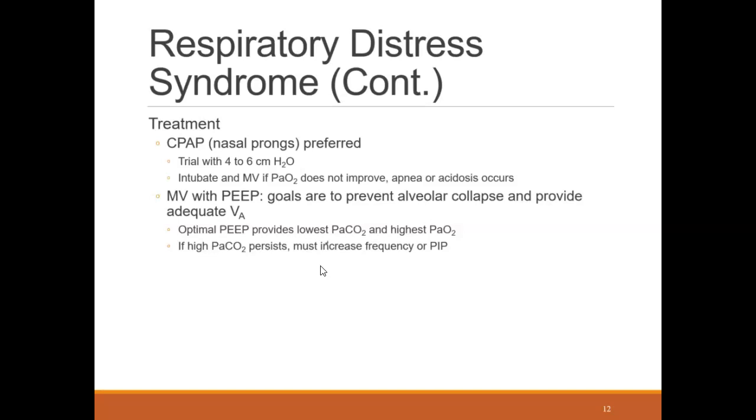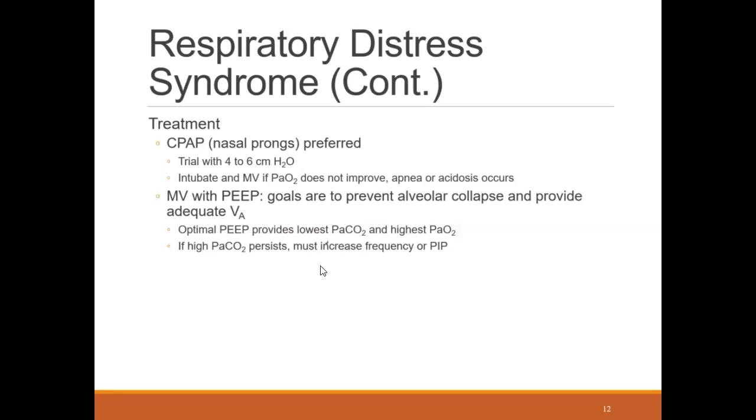If they fail your trial of CPAP at 4 to 6 centimeters of water pressure, then you can recommend intubation and mechanical ventilation. So an indication for that is if the oxygenation doesn't improve on the CPAP, or if their work of breathing doesn't decrease on the CPAP, you would then choose to intubate them.